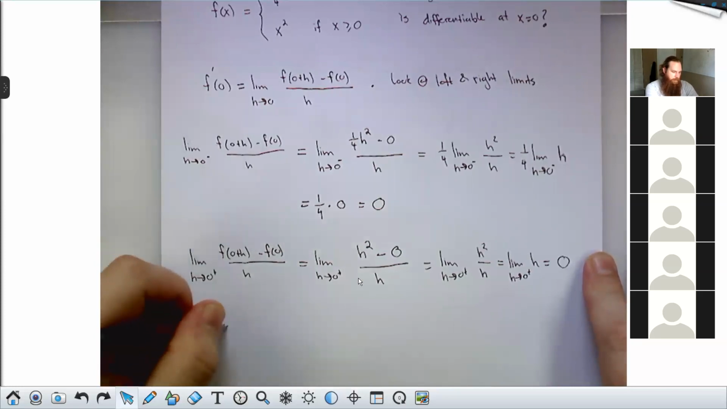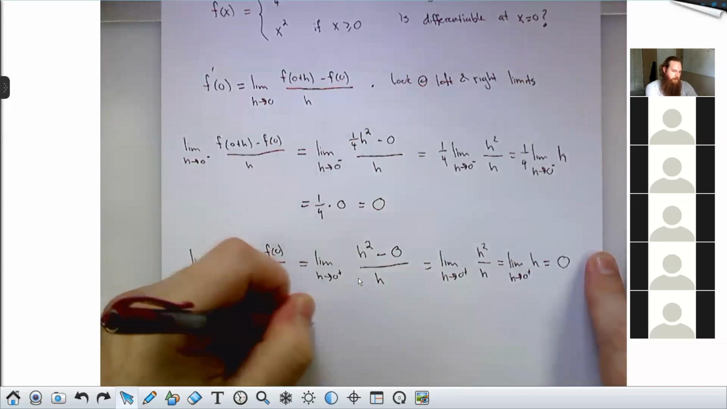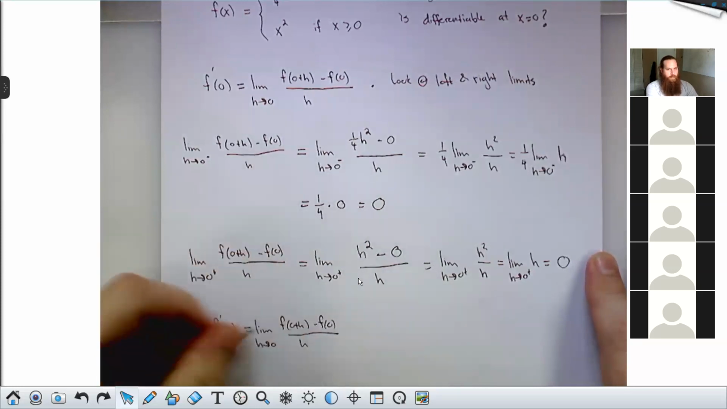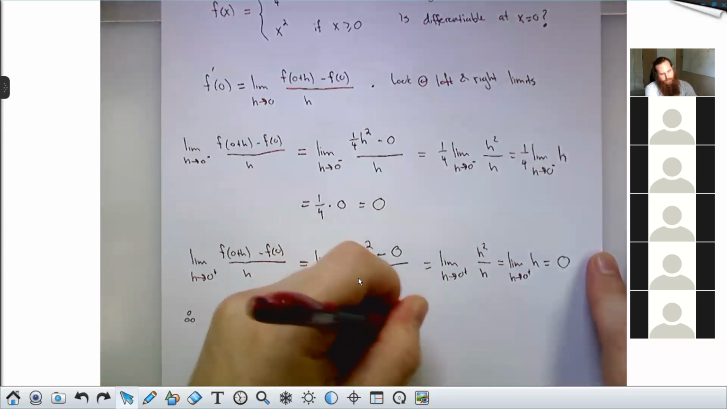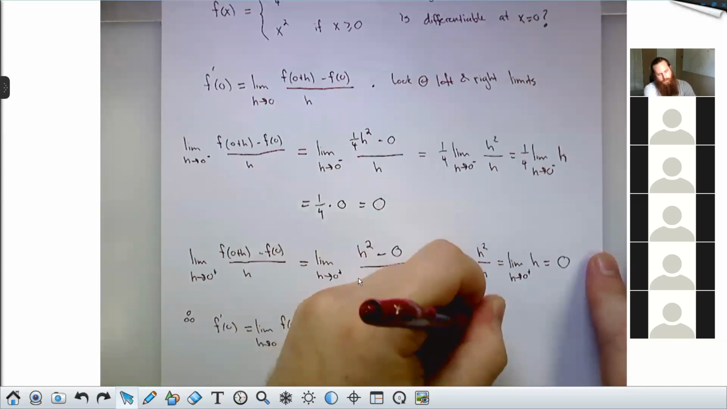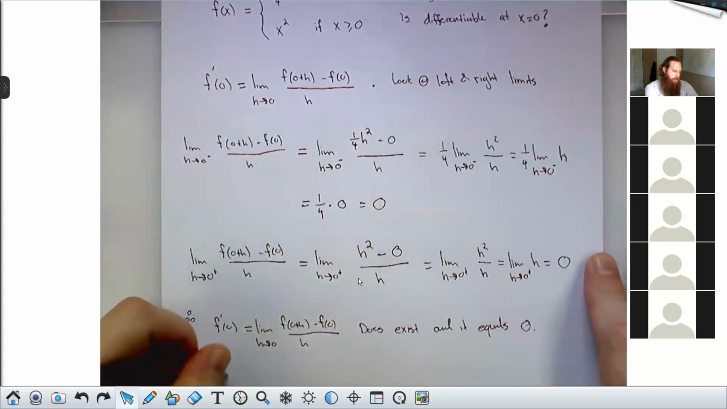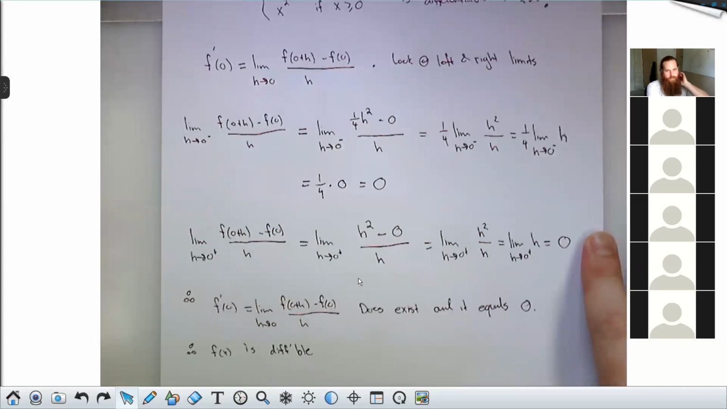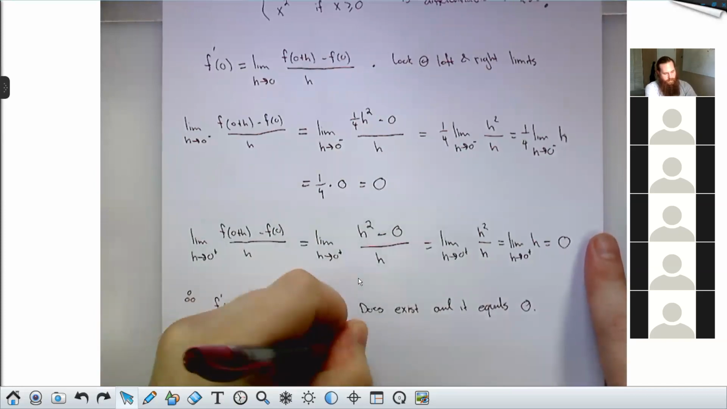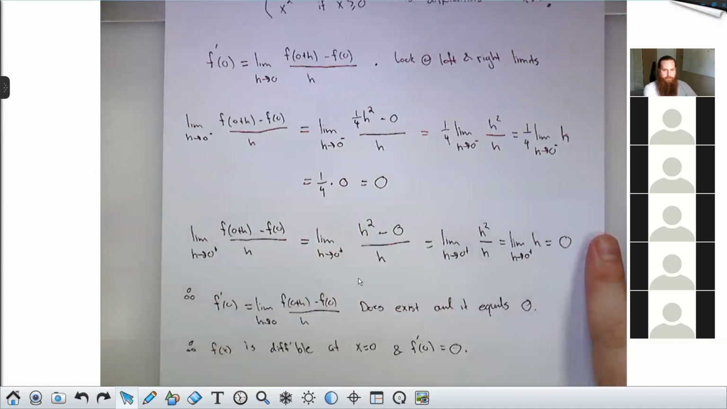Therefore, f prime of 0 equals the limit as h goes to 0 of f of 0 plus h minus f of 0 over h. The overall limit that defines the derivative does exist, and it equals 0. So the function is differentiable at 0. I'll abbreviate differentiable as diffable. And f prime of 0 is 0. So this function is differentiable at 0.